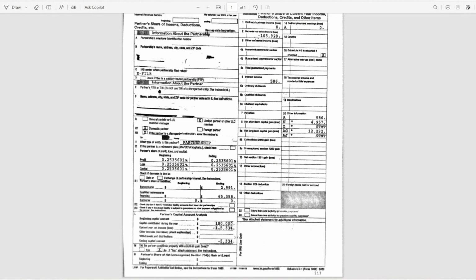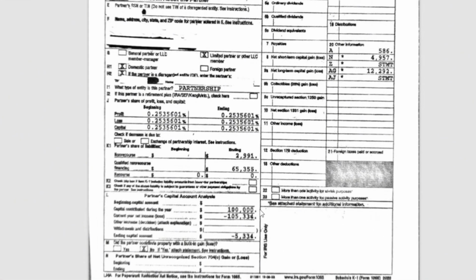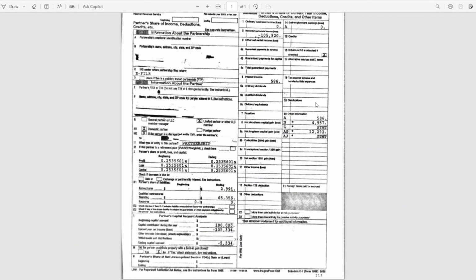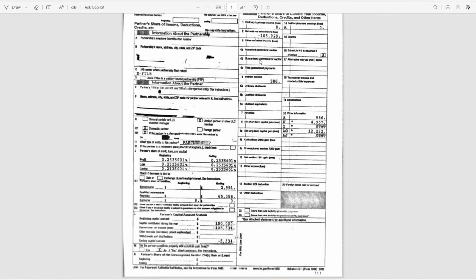If this is your situation, again, right here, you invested $100,000. It shows that you have a paper loss of $105,920. You also got $12,292 of depreciation right here allocated to you, box 20 AG. You still earn cash flow during the year. So Jeff, what exactly is happening? So it's all about how real estate benefits work, okay? So let's break this down even further.